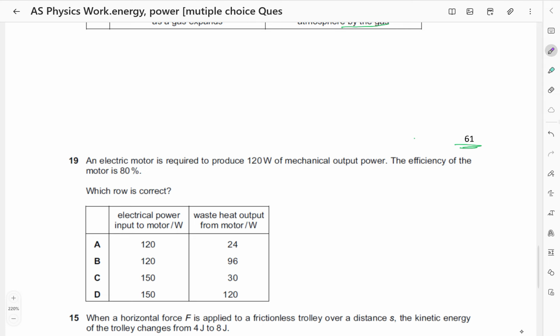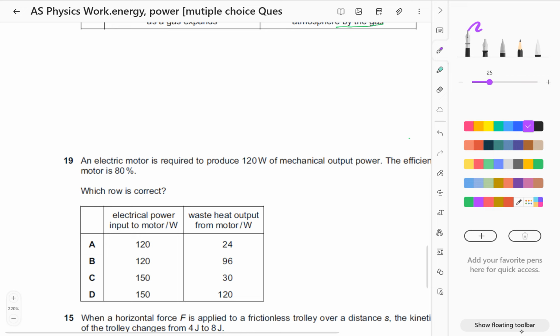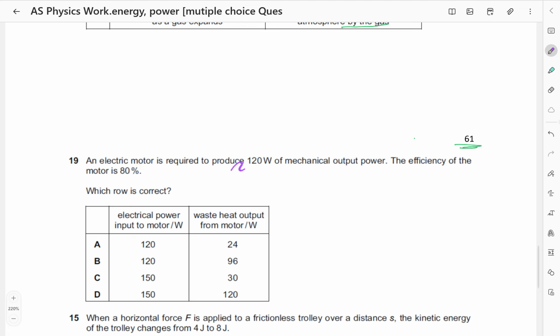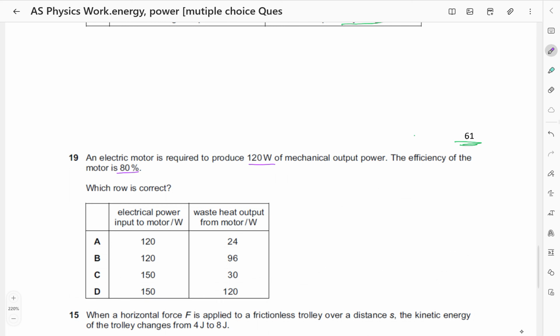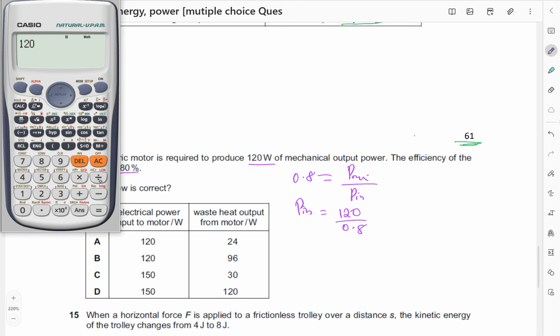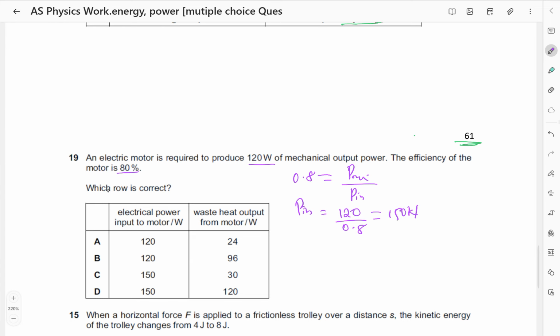An electric motor is required to provide 120 watts of mechanical output. The efficiency is 80%. Which row is correct? I think we had answered a similar question. Efficiency is 0.8, which is 80%, and is equal to the power output divided by the power input. That means the power input is going to be the power output, which is 120, divided by the efficiency, which is 0.8. So 120 divided by 0.8 gives us 150. So this is 150 watts as the power input.